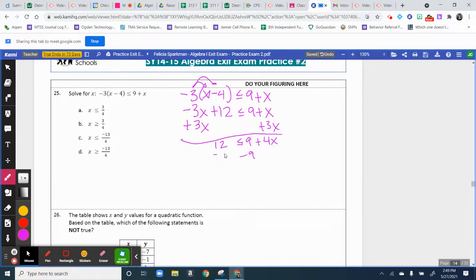Subtract the 9. So when I'm dealing with inequalities, I usually try to keep my x values positive just so I don't have to worry about changing my inequality. But here, because my number is on the left and the variable is on the right, I need the reflection of it. I need to flip it. So if I rewrite it, I have to remember that the big opening for the inequality is next to the x. So x is greater than or equal to 3/4.